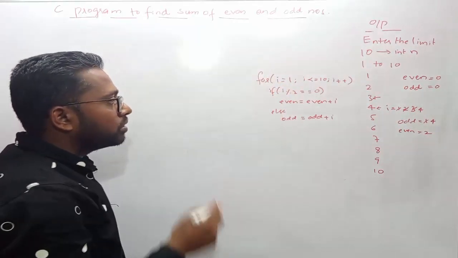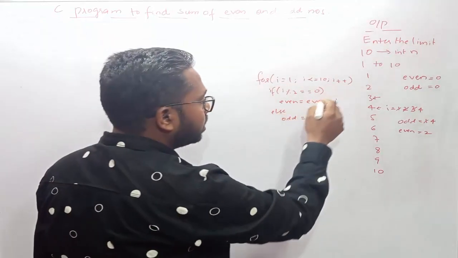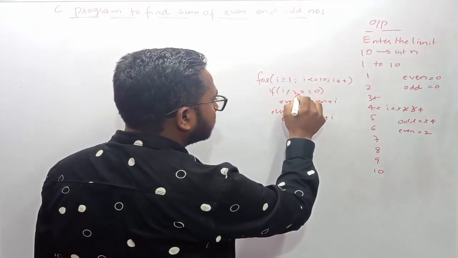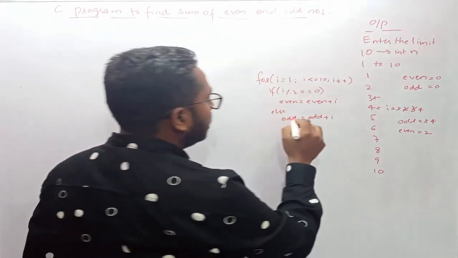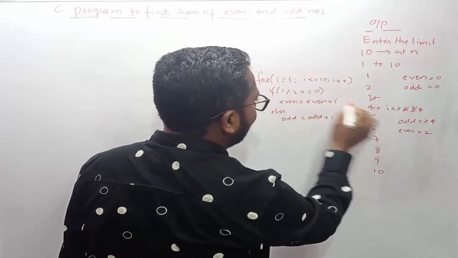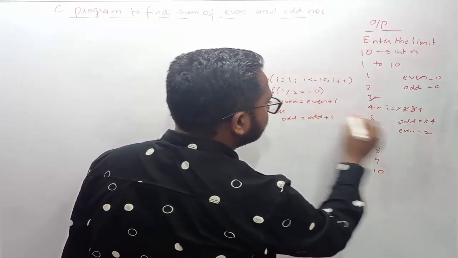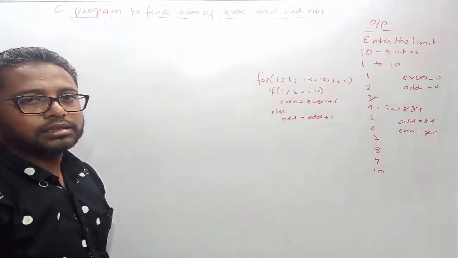4 mod 2. Yes, 4 successfully gets divisible by 2 without leaving any remainder. So this condition gets satisfied. That's why the E1 block gets executed. So the value of E1 was 2. So 2 plus I value is 4. So 2 plus 4 becomes 6, and you will get E1 as 6.